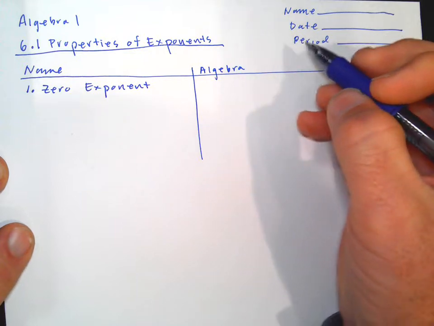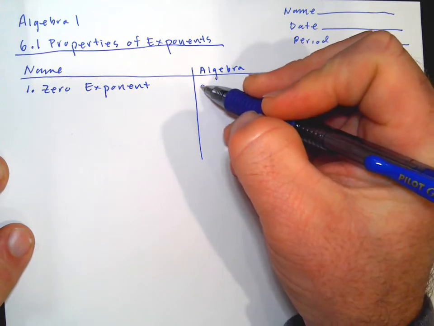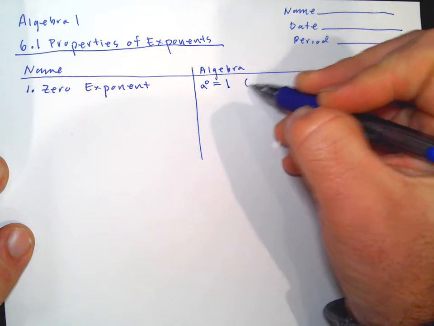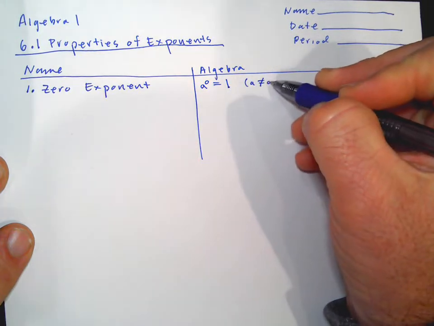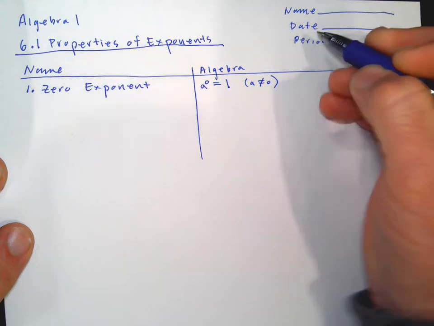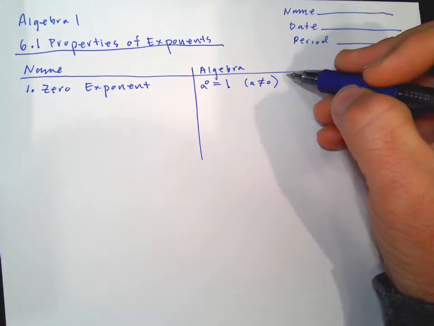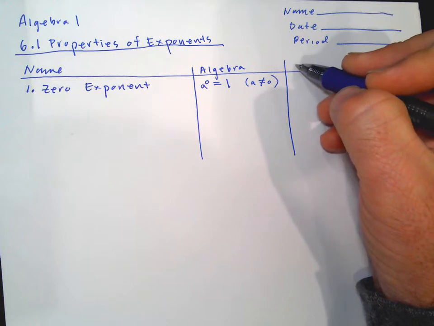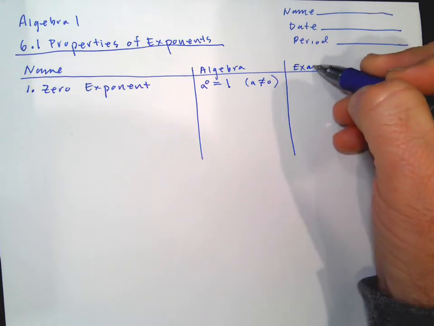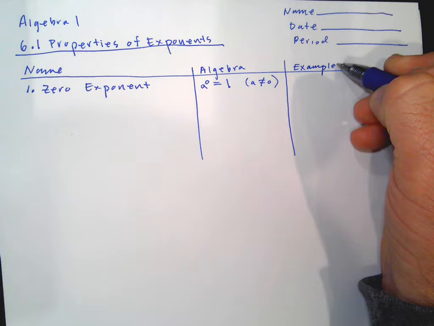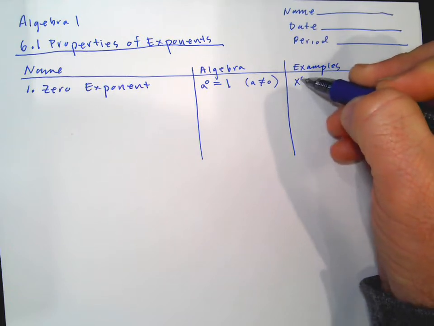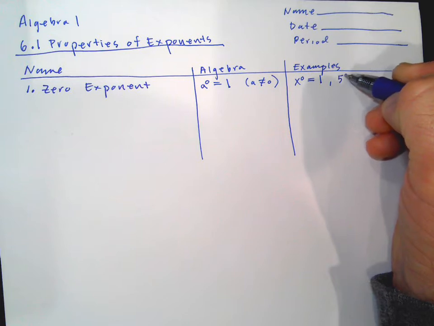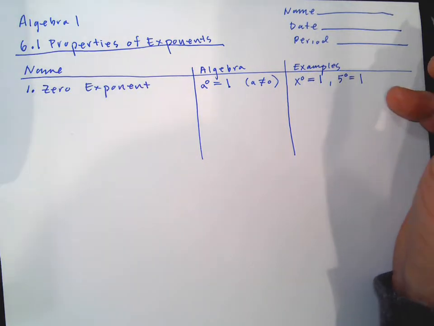So the zero exponent says that anything raised to the 0 power equals 1. But the base cannot be 0. The number on the bottom is called the base, so it can't be 0. Some examples, just real quick: you could say x to the 0. It could be a variable. It could be a number, 5 to the 0. Anything to the 0 power is going to be 1.